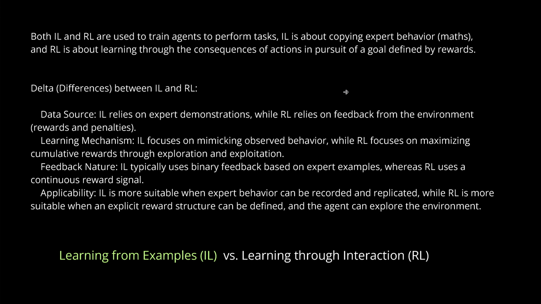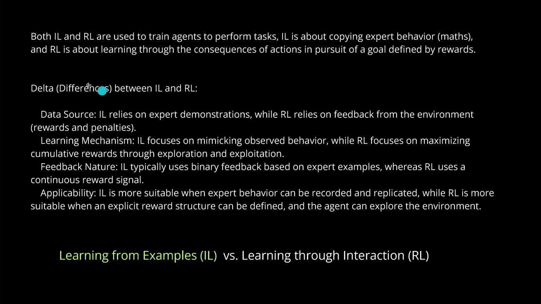Now at first, we have to distinguish between imitation learning and reinforcement learning. IL and RL are both used to train agents to perform tasks. Beautiful. But imitation learning is about copying expert behavior. For example, if you have 100 examples or 100,000 examples of mathematical formulas on how to solve an equation, this is expert behavior you want to copy. So you use imitation learning and not reinforcement learning, because reinforcement learning is about learning through the consequences of action in the pursuit of a goal defined by rewards when an agent is moving in its environment.